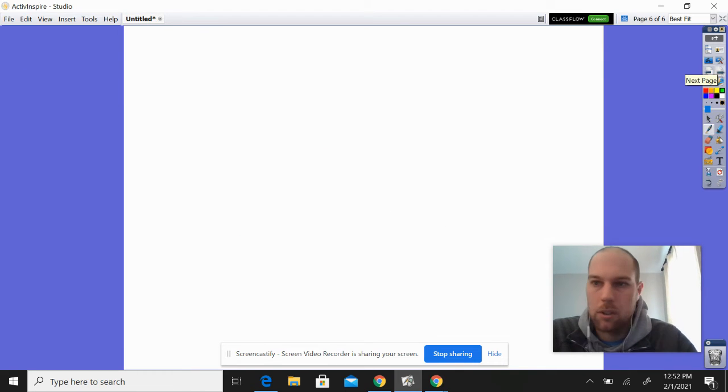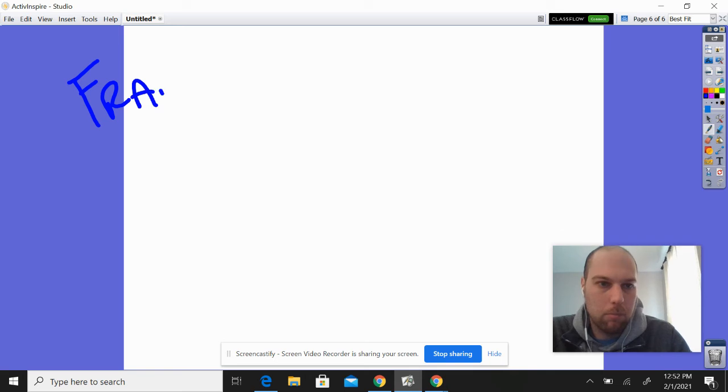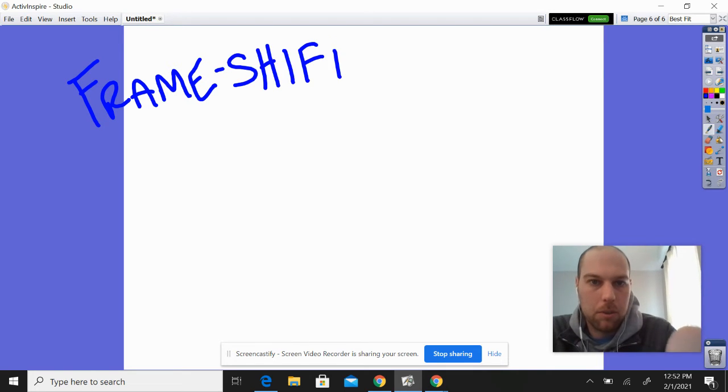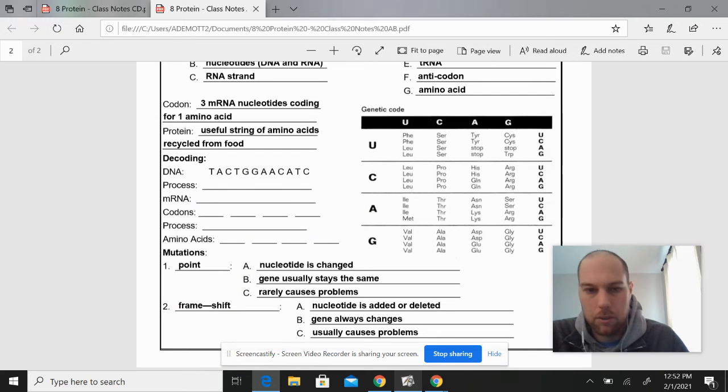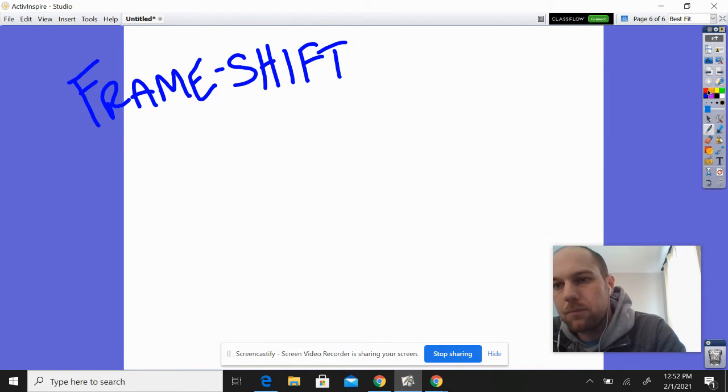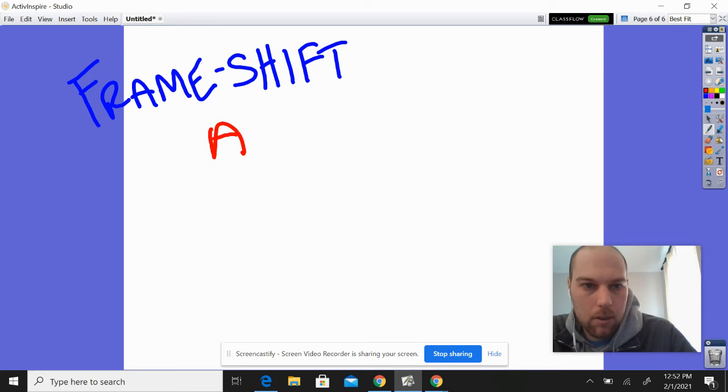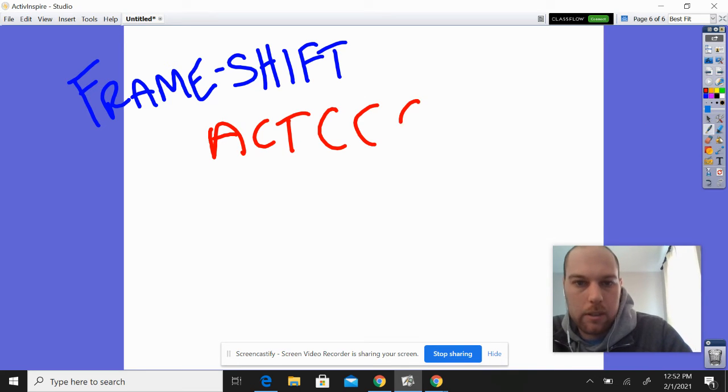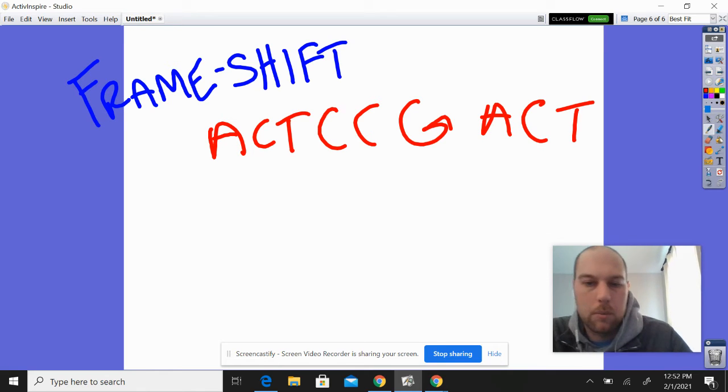A frame shift mutation is a little different. Frame shift is much more potentially harmful. A frame shift mutation is one where a nucleotide is added or deleted. The gene is always going to change because if you think about it, right, if you have, I don't know if I'm doing the same one, I think it's the same one I had. I'll add a few more just to kind of show you what I'm talking about here.